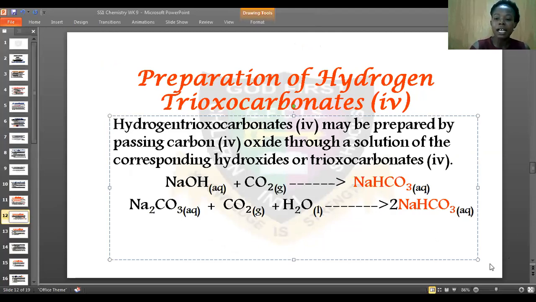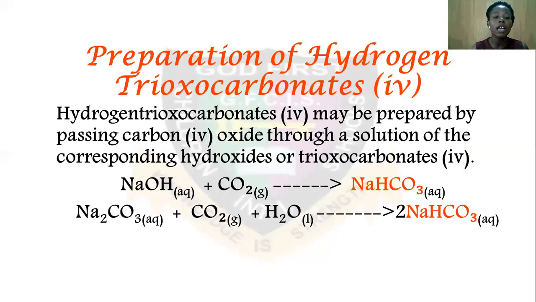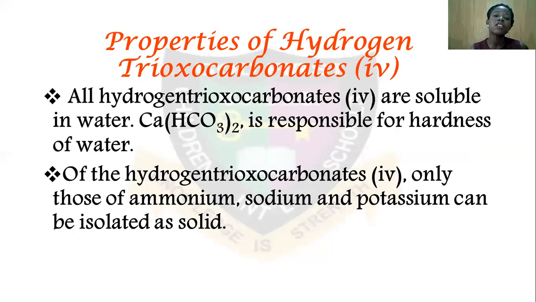So these are the products of how hydrogen trioxocarbonate(IV) can be prepared: by passing a limited amount of the alkaline solution, bubbling it through carbon(IV) oxide, to give you hydrogen trioxocarbonate(IV). So the properties of hydrogen trioxocarbonate(IV) include: 1.